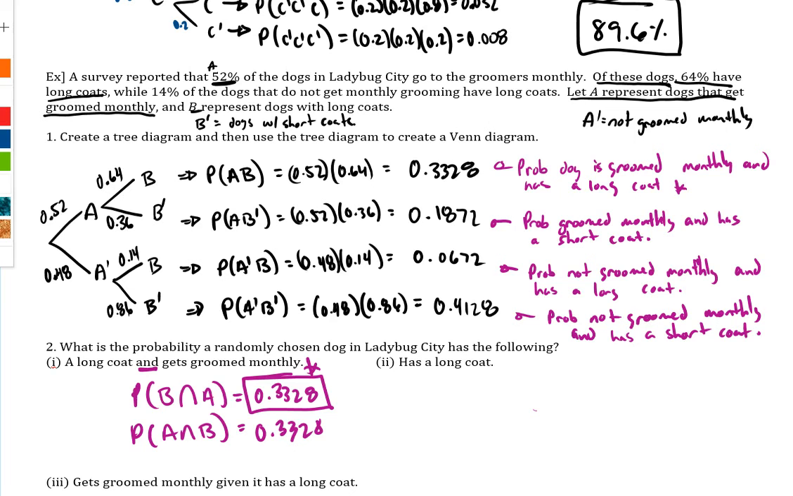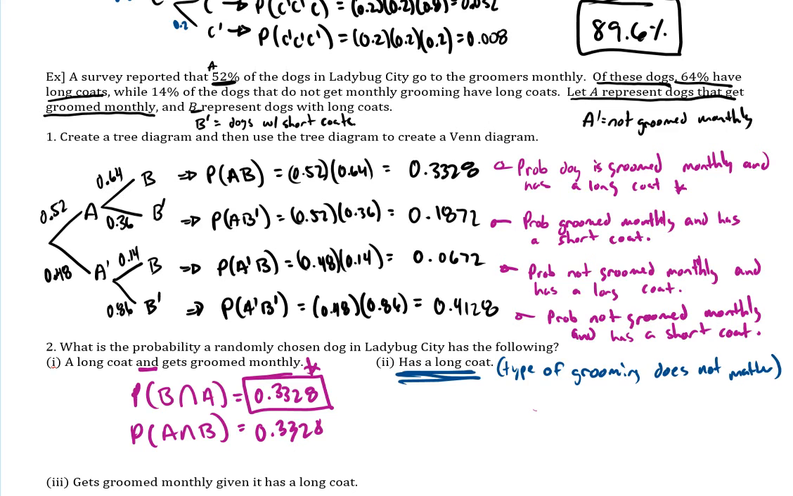Okay, so this is also in our tree diagram. It's not specifically stated. So here's where we want to look. Has a long coat. Here the type of grooming doesn't matter. They're only focused on whether or not it has a long coat. Well, there are 2 of them. I'm going to mark them with a big open dot. This statement is where they have a long coat. And then this statement is also where they have a long coat. But these are the two different styles of grooming.